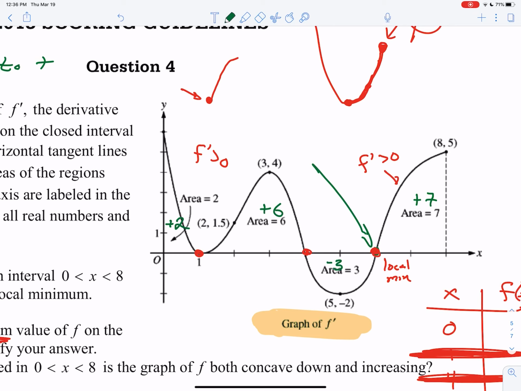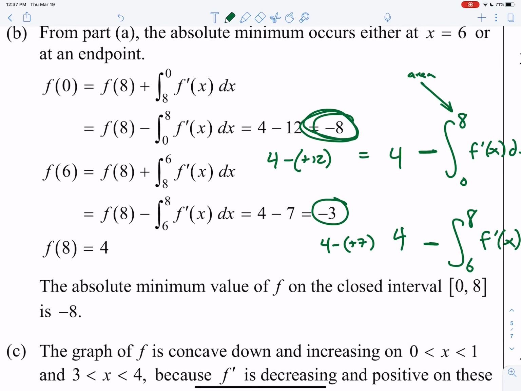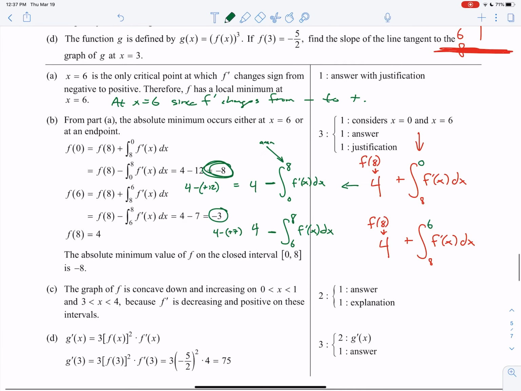Now here at the bottom, we're finding the area from just 6 to 8. So from 6 to 8, the area there would just be positive 7. So that's really just 4 minus positive 7, which is really negative 3. So based on those two values, I know that the minimum is definitely going to be negative 8, and it occurs at x equals 0.